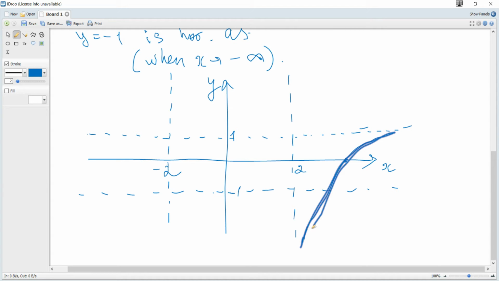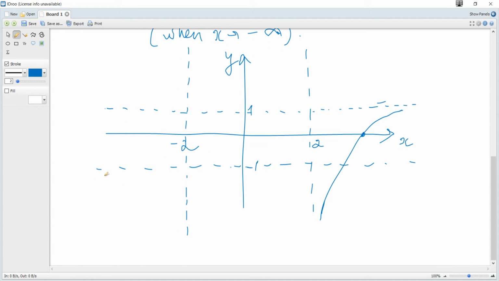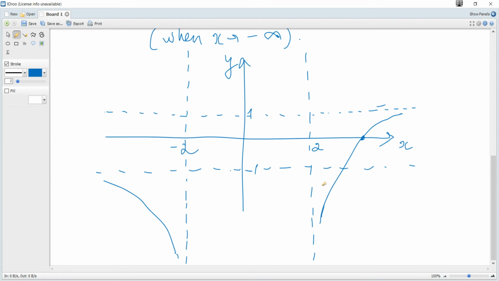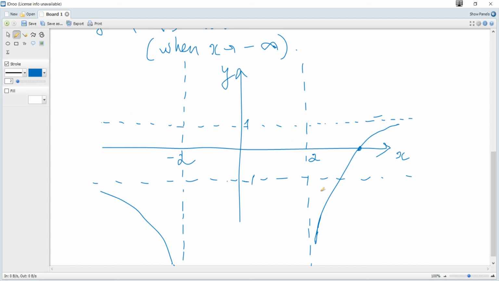It must be a smooth curve, something like this. And you can see that there is no x-intercept here, and it's because it falls on horizontal asymptote here and on vertical here. So this graph looks like this. And that's all for this question.